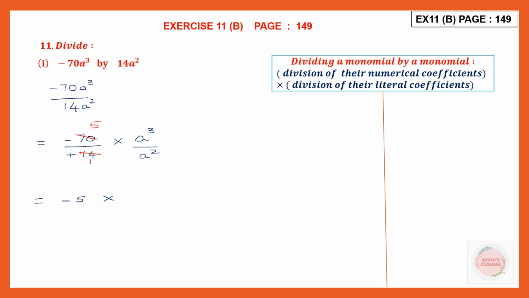In multiplication, we add the powers. In division, we subtract the powers. So a to the power of 3 minus 2. So this is minus 5 into a to the power of 1, or simply a. So minus 5 into a is minus 5a. So this is our answer.